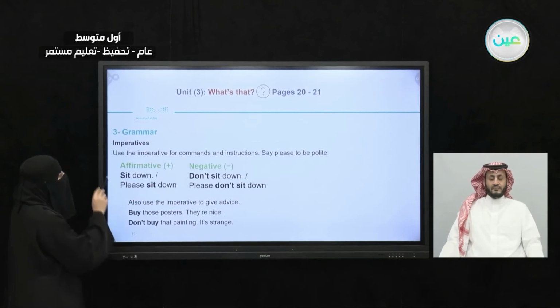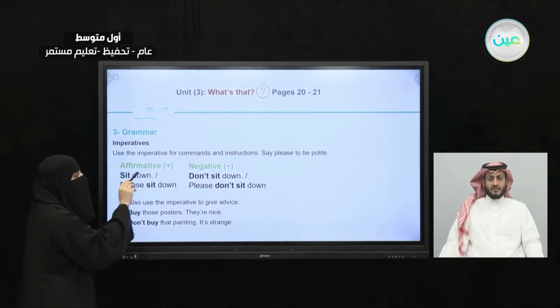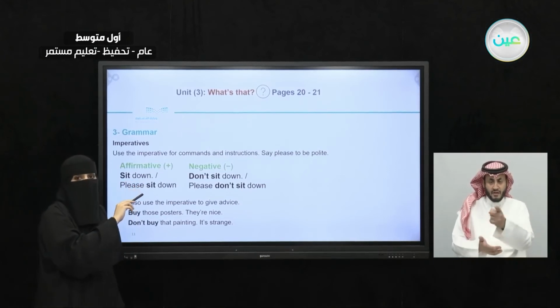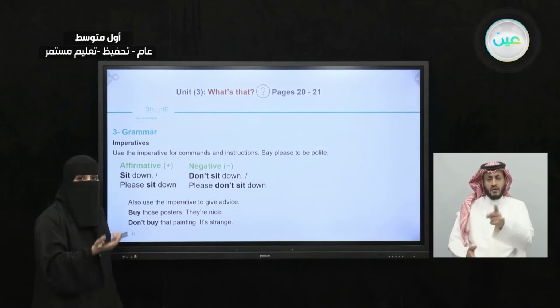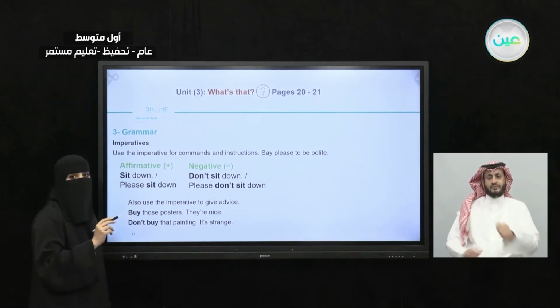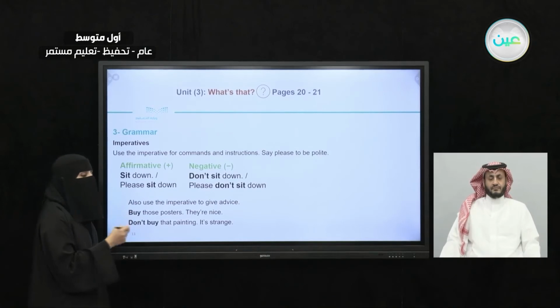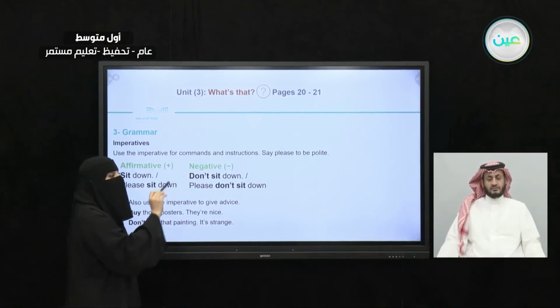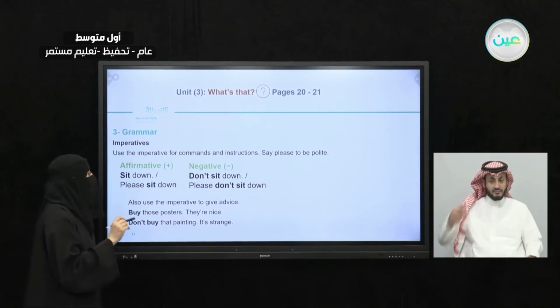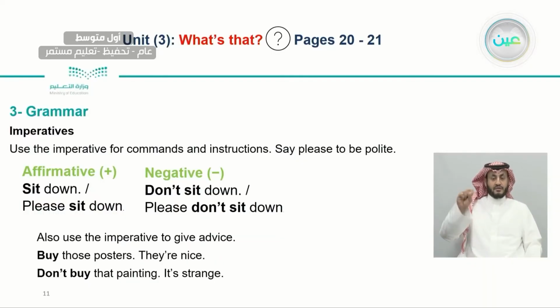Also, in imperatives, use the imperative for commands and instructions. And when you give a tour, when you are a tour guide, you need to give instructions. Okay, so it's really important to know how to write that in a good and correct way. Say please to be polite. If you want to make imperatives positive, you would say sit down, please sit down.